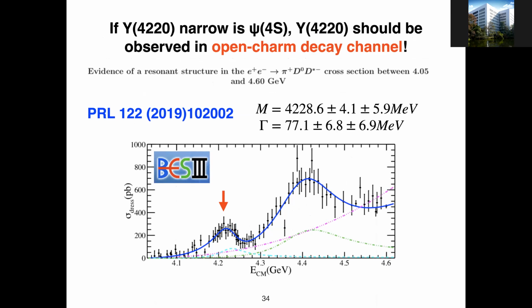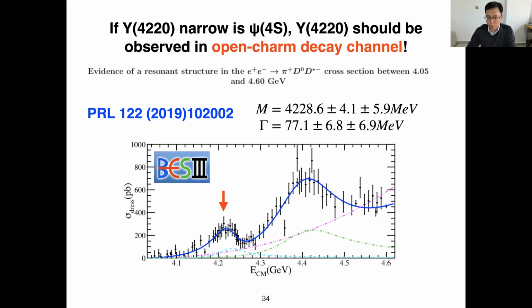So we have to face the problem. We know that for the higher charmonium, the dominant decay is the open channel decay. It means that this state should be found in the open channel decay process.